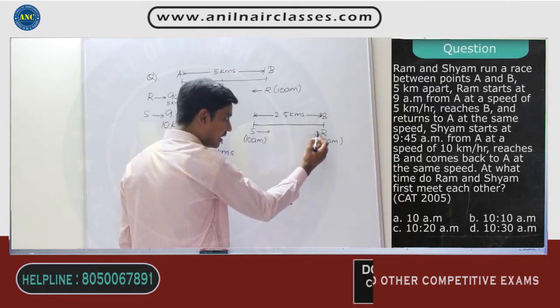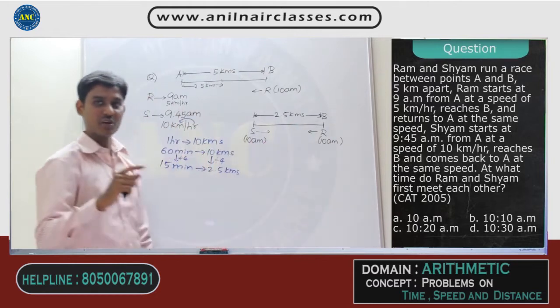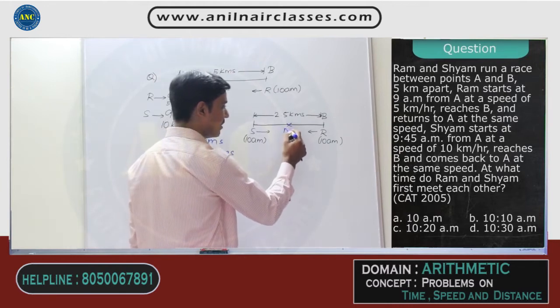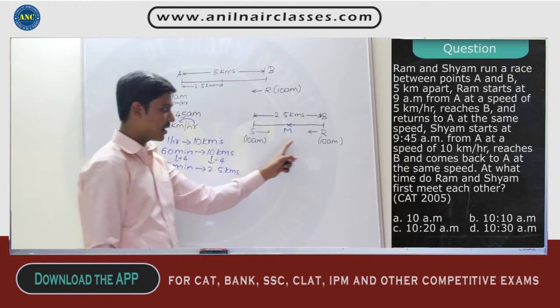He is already at B, coming back towards A. They both are traveling in the opposite direction. When they are traveling in the opposite direction, at some point M they will meet. What is the time when they are meeting is the question. Now both of them are at 10 o'clock.